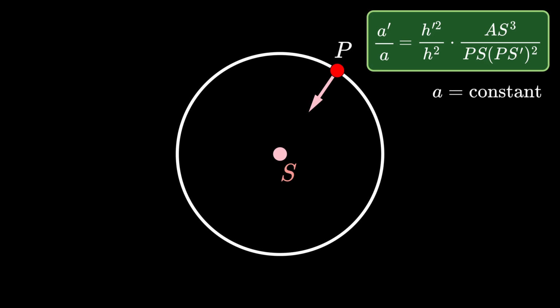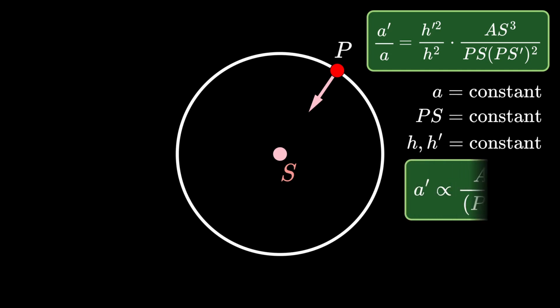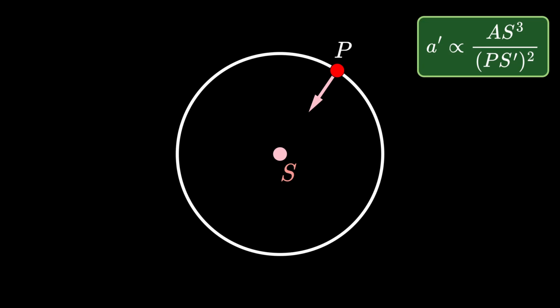But at the same time, PS is the radius of the circle and stays constant even when P goes along the orbit. Unlike the parabolic case, we are not taking S to infinity, so these angular momenta are again constants. All these constants suggest that the acceleration towards any other center of attraction S' is proportional to AS cubed over PS' squared. Again, we just have to remember how to construct this point A.